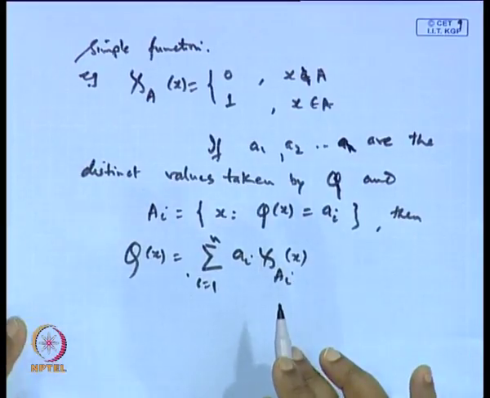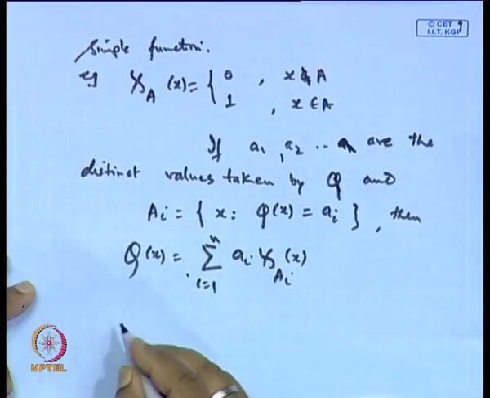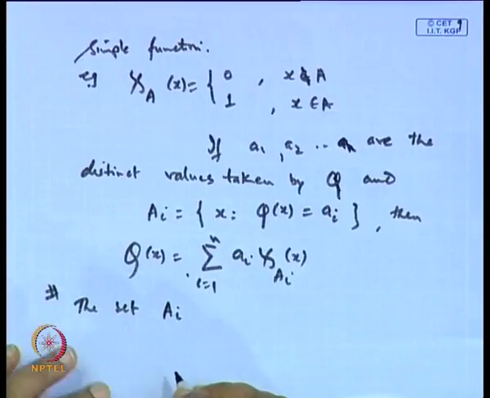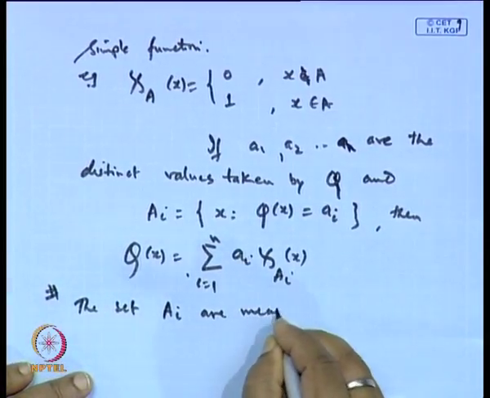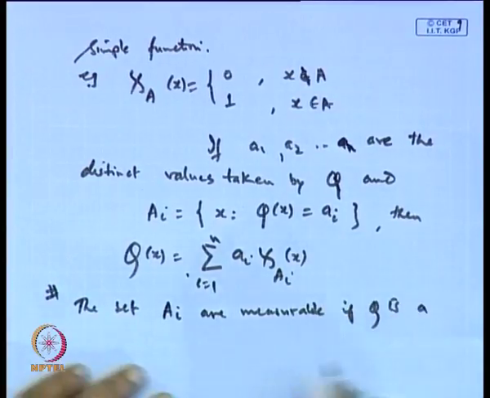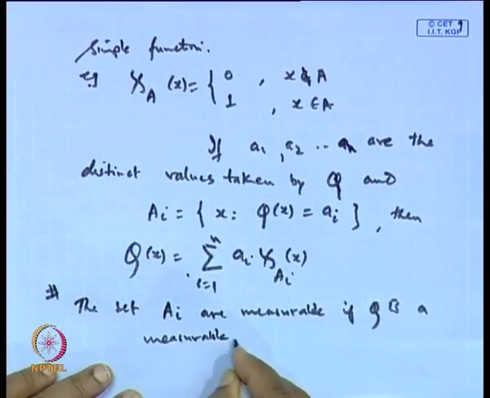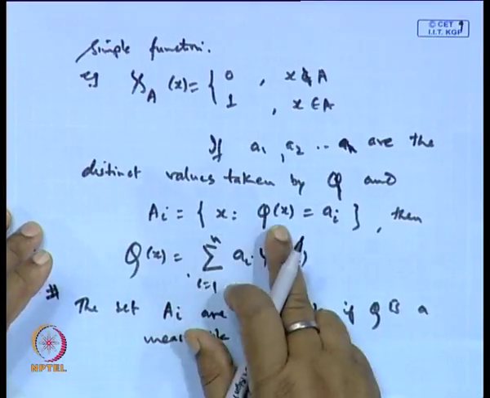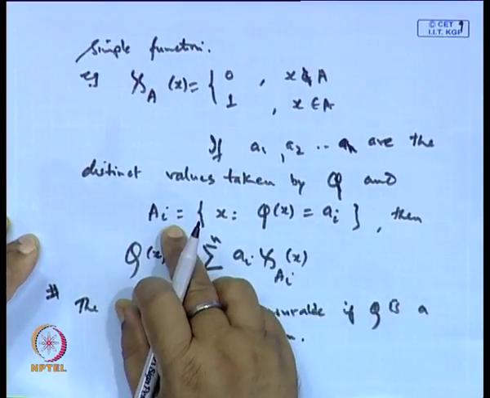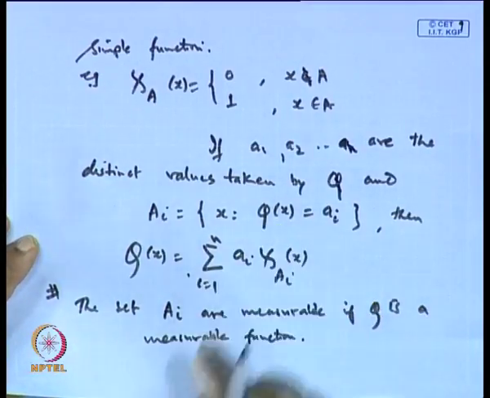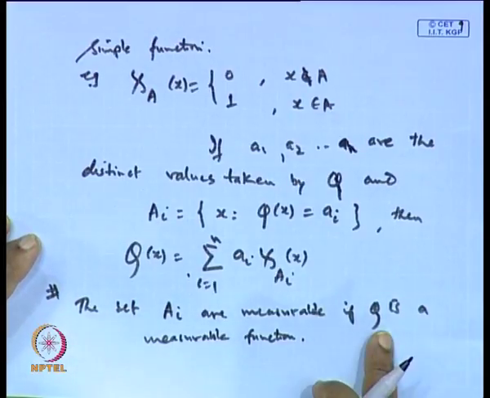So, phi x can be written as a finite sum of simple functions, in the form of the characteristic function of A i, and the sets A i are measurable if phi is a measurable function. If you remember, we have already shown one result, that if phi is a measurable function, then the set of those points where phi attains constant values will also be a measurable set. So, A i are all measurable if phi is measurable.